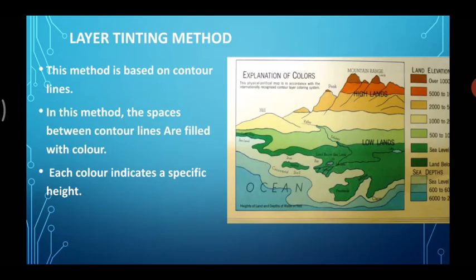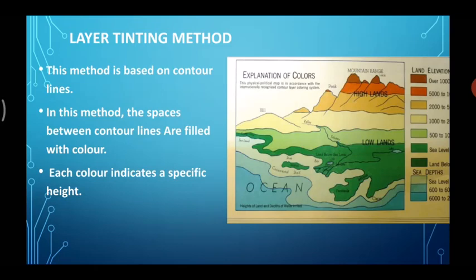In contour line, we just draw lines and then we see the heights. You can see in this figure there are lines drawn. So what layer tinting does is, the spaces between the contour lines are filled with colors. Can you see different colors are filled in that? Each color indicates a specific height.